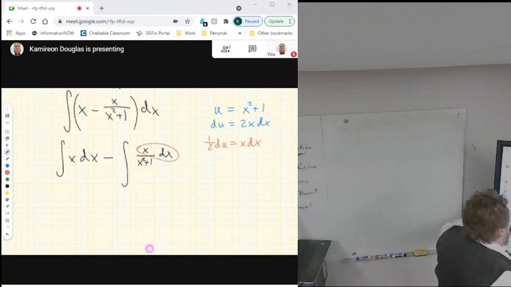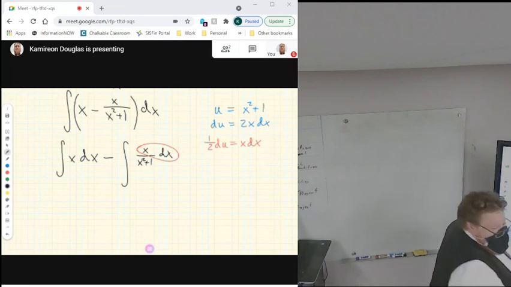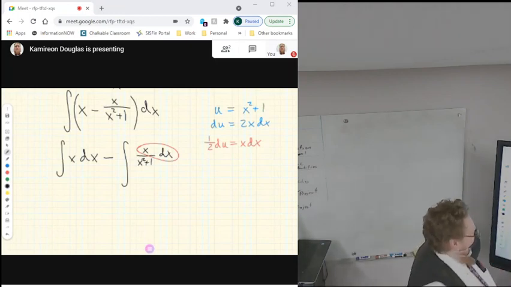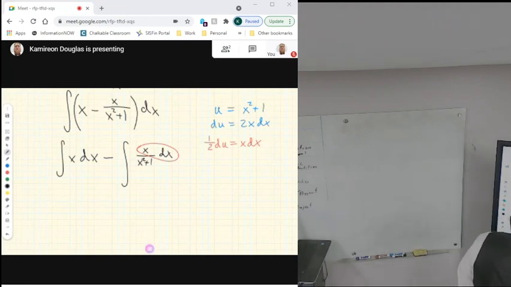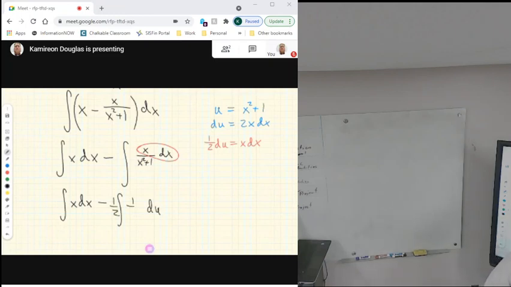I make my u substitution with the right-hand piece. The left-hand piece, I just apply a general integration rule, the power rule. So, integrate x dx minus, okay, this becomes, on top, I have a 1/2, which I'm going to move up front. The x dx becomes du, and on the bottom I end up with just u.